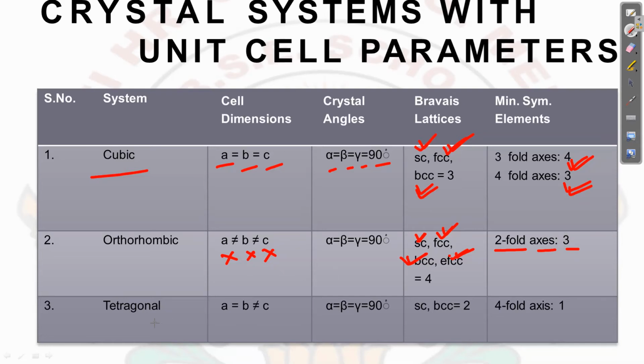Next is the tetragonal, where a is equal to b, but a and b are not equal to c. Here alpha, beta and gamma are all equal to 90 degrees. Here two types will be seen: simple cell and BCC. And it has only a four-fold symmetry axis. Only one type of four-fold symmetry axis can be seen in the tetragonal system. Okay, Bravais lattice.